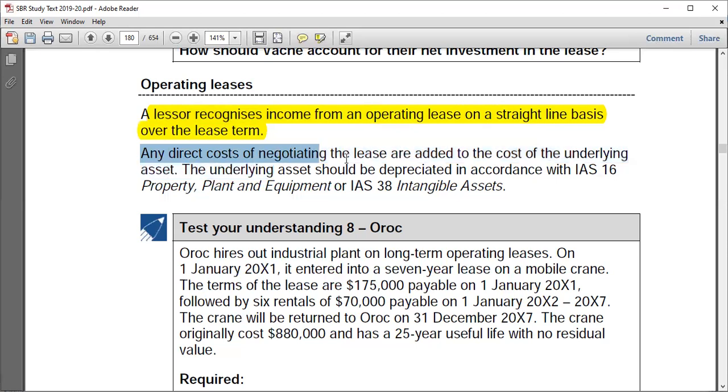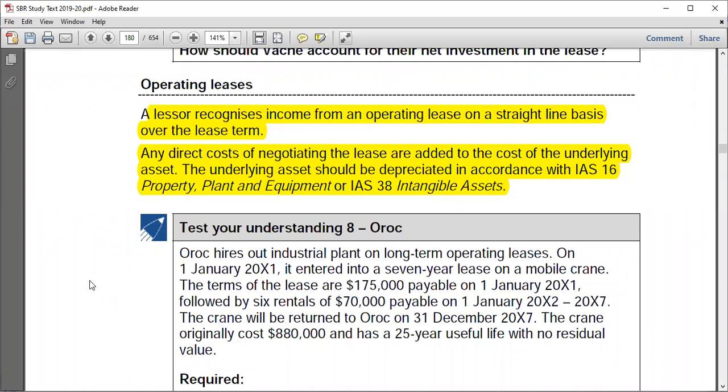Any direct costs of negotiating the lease, just add them to the cost of the underlying asset, because if you are the lessor and you still have that asset, you will still recognize it in the books. And the underlying assets should be depreciated in accordance with IAS 16 PPE or IAS 38 intangible assets. Just like normal, you still have that underlying asset, but just depreciate it as normal, if it's a PPE, or maybe it's an intangible asset.